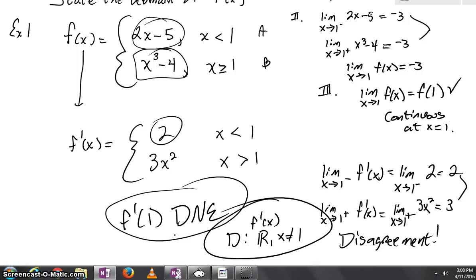By the way, what do you think is happening from what we're seeing? What if we were to graph it, what kind of an occurrence would we have at x equals 1? A corner. Because the left side tangent line slope would be 2. The right side would be very close to it. It would be 3, but they're not the same. We have a corner there.